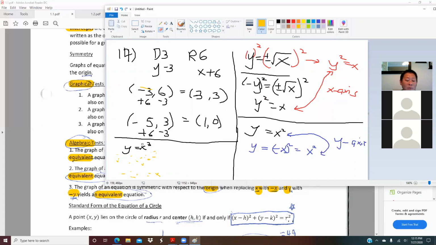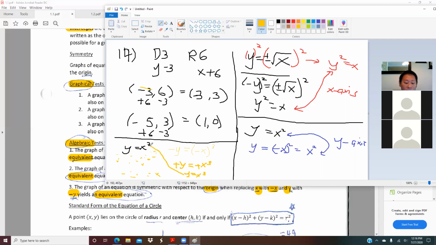This is how we figure out symmetry with respect to the origin. You change y to become negative y and x to become negative x at the same time. So we change y to negative y and x to negative x, and we get negative y equals negative x cubed. The two negatives will cancel, so what you get is y equals x cubed.